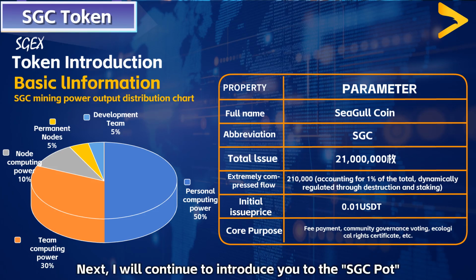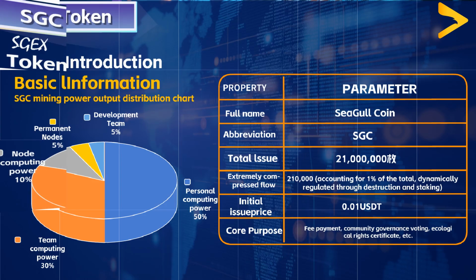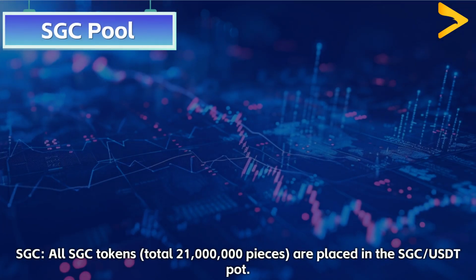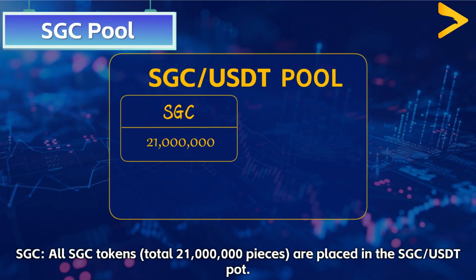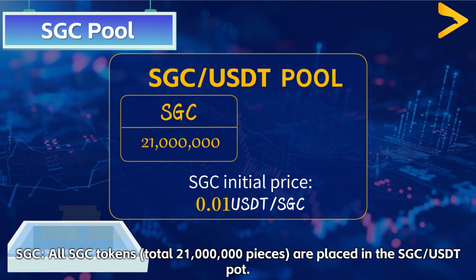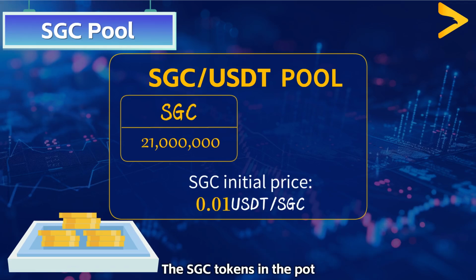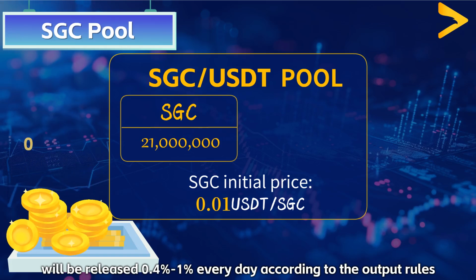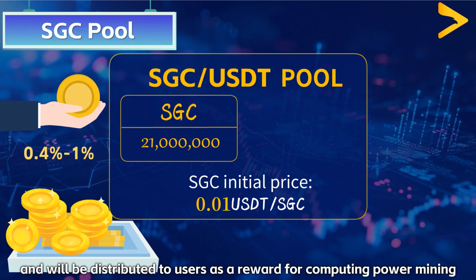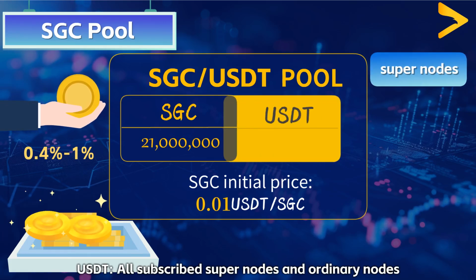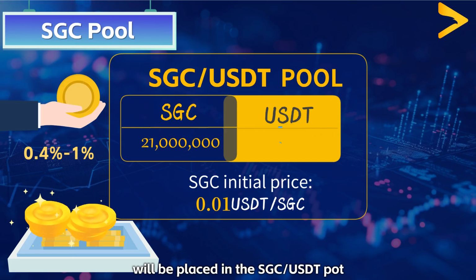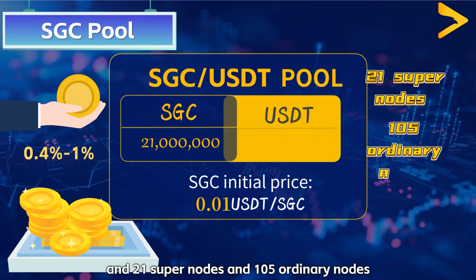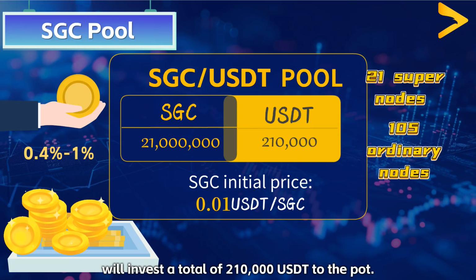Next, I will continue to introduce you to the SGC pot. SGC: all SGC tokens, a total of 21 million pieces, are placed in the SGC UST pot. The SGC tokens in the pot will be released 0.4% to 1% every day according to the output rules and will be distributed to users as a reward for computing power mining. UST: all subscribed supernodes and ordinary nodes will be placed in the SGC UST pot, and 21 supernodes and 105 ordinary nodes will invest a total of 210,000 UST to the pot.